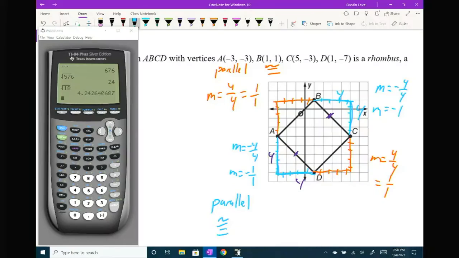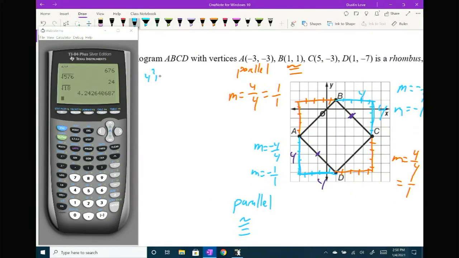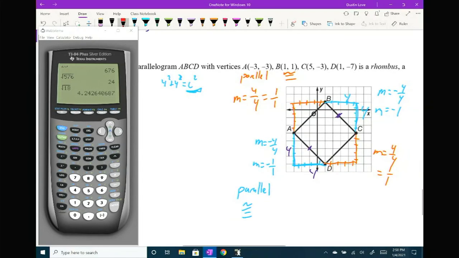And just in case you're wondering what I mean there, I literally mean if I did 4 squared plus 4 squared equals C squared, this is going to be equal. Also, another thing that I can tell here is that all the sides are going to be equal to each other as well, because again, I've got nothing but 4s. In orange, I would also have 4 squared plus 4 squared equals C squared. I know that these are going to be the same as well. So all 4 sides are equal. Tells me I have a rhombus.